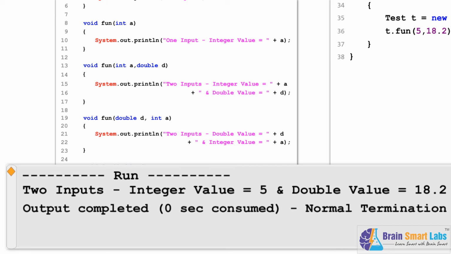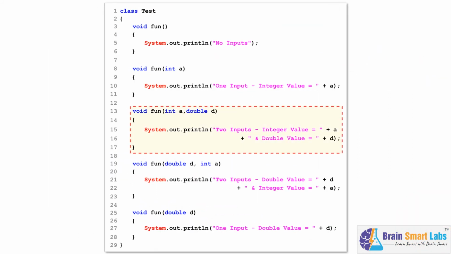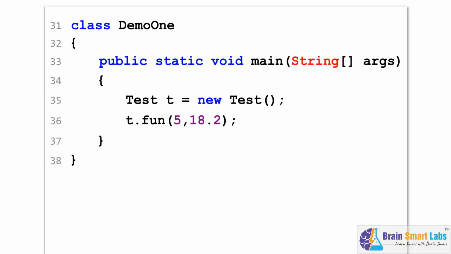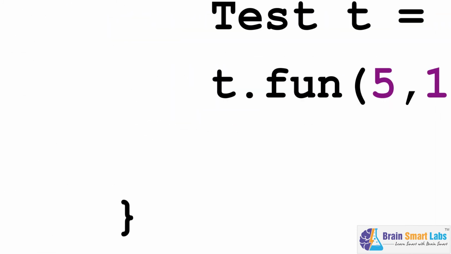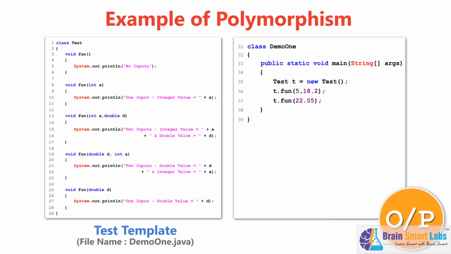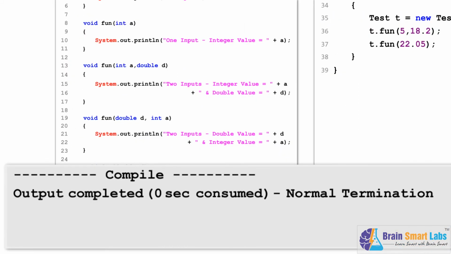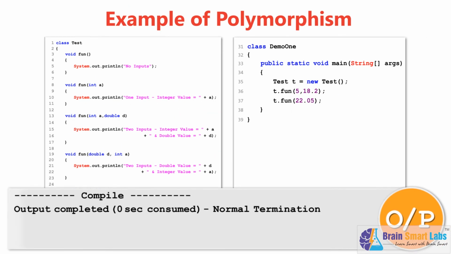The reason is simple. This fun method what you are seeing now exactly matches with the input arguments passed, that is integer and double. Now just for fun's sake, to test this example once again, let us try to invoke the fun method one more time. This time let us invoke by passing 22.05 as our input. Now as you press Ctrl 1 to compile the file, this will give us no compilation errors as expected before.